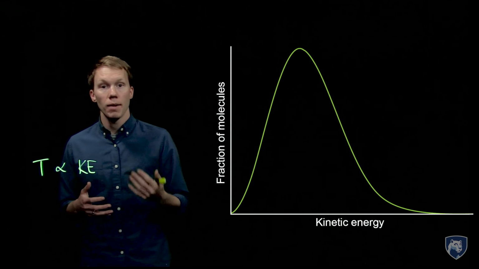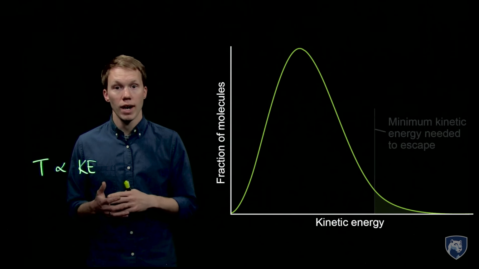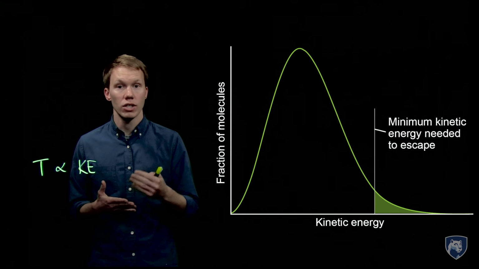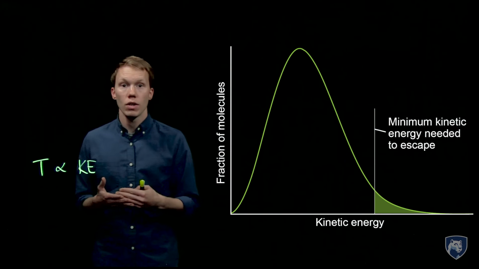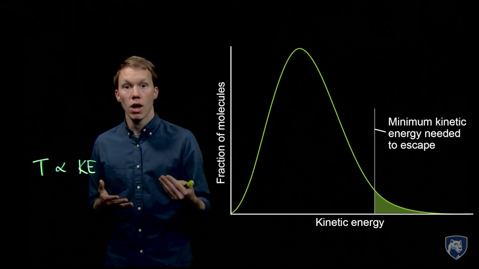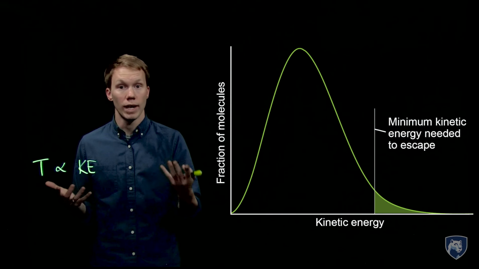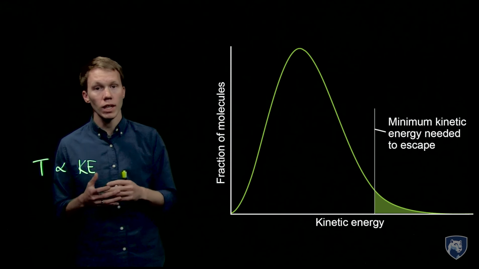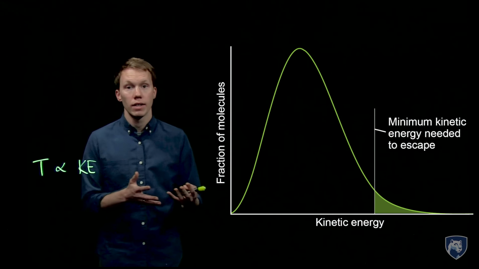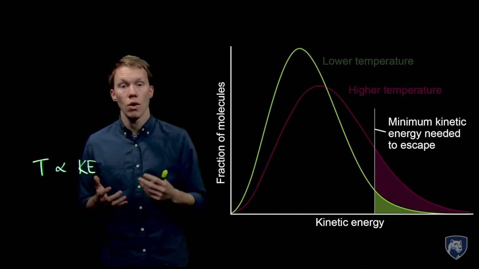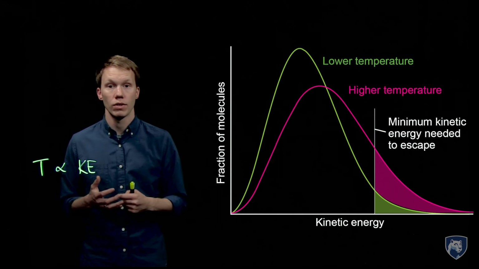Let's define a point on this x-axis where there is sufficient kinetic energy to evaporate. Above this threshold, these molecules have enough kinetic energy to evaporate. So if they're near the surface, they will. Okay? Now, if we shift the temperature to a higher temperature, what does this curve look like now?